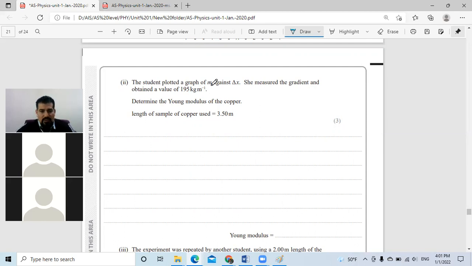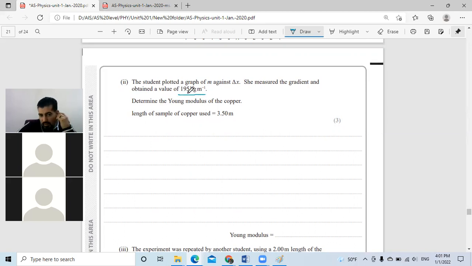The student plotted a graph of M against delta X. She measured the gradient, obtained a value of how much? 195 kilogram per meter. Determine the Young modulus of the copper. The length of the copper is this value. Now, what do we have to do?